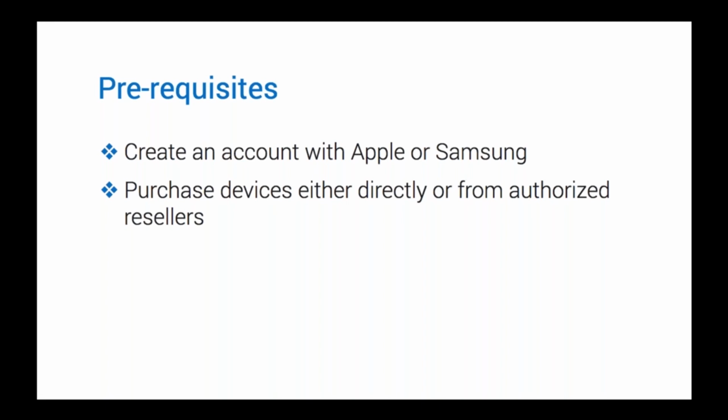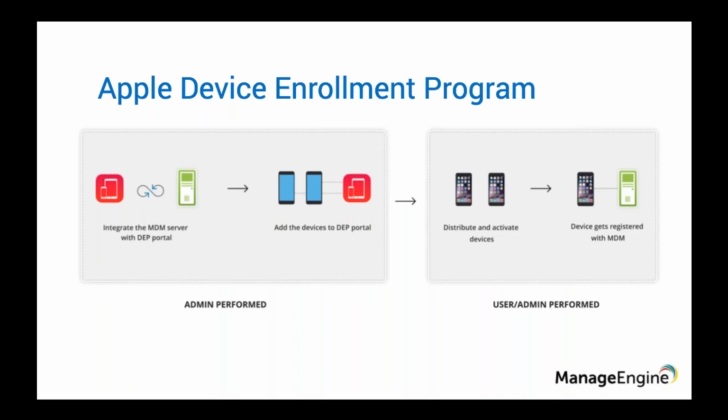So here's how Apple DEP works. As an admin, you need to first integrate the MDM server with your DEP portal and then add the devices to your DEP portal. Since the MDM server and your DEP portal are integrated, you're essentially adding your devices to your MDM server. Once all of these actions have been performed by the admin, the devices can be distributed to your end users, and upon activation, they get registered with MDM.